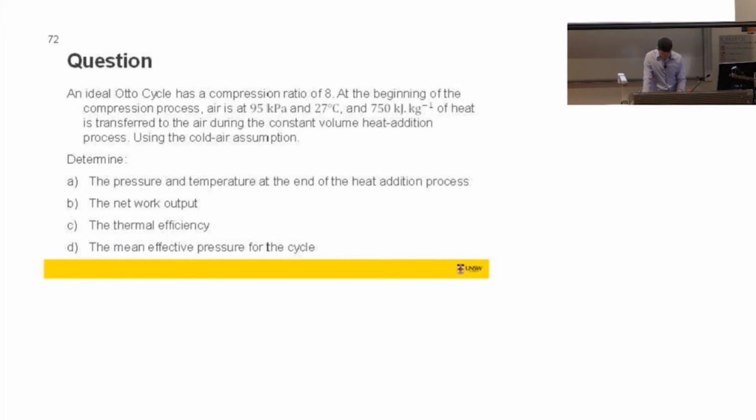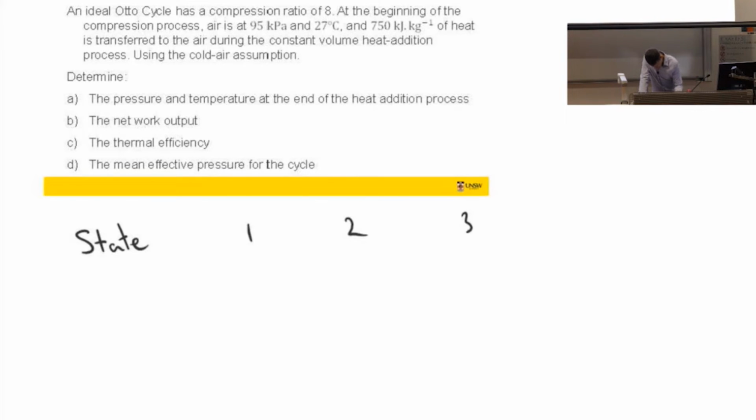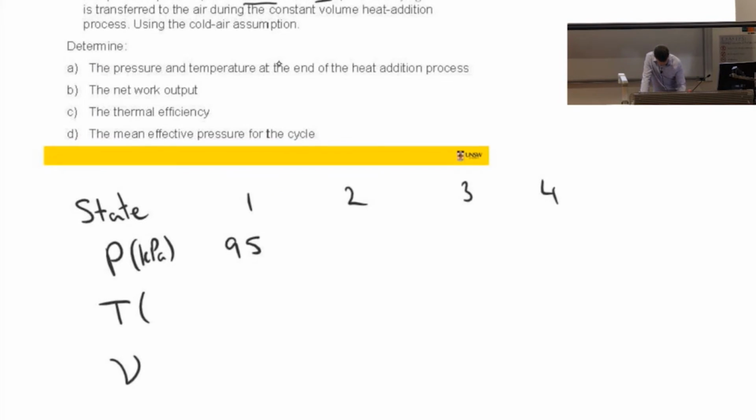All right, so what are the things that we know? Let's do this. If we draw a state table, 1, 2, 3, 4, and we want to track pressure, temperature, and specific volume. What do we know? At the beginning of the compression process, the air is 95 kPa, so there's a 95 there. I'm going to put my kPa there. 27 degrees C.